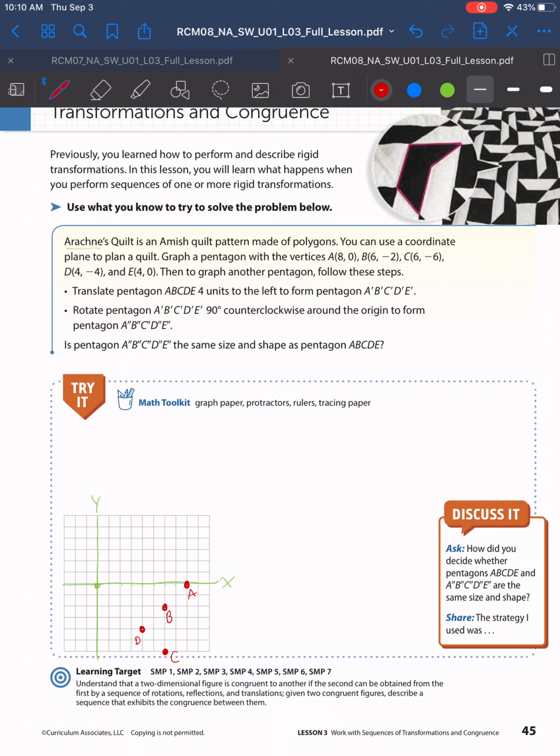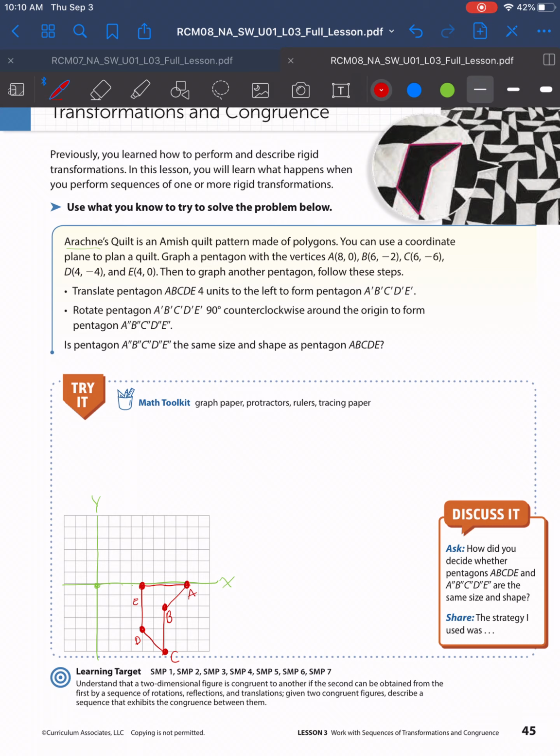And then E is 4, 0. 1, 2, 3, 4, 0. Okay. Now I'm going to make my pentagon. Oof, this is a weird looking pentagon, I'll tell you what. Okay, ta-da.